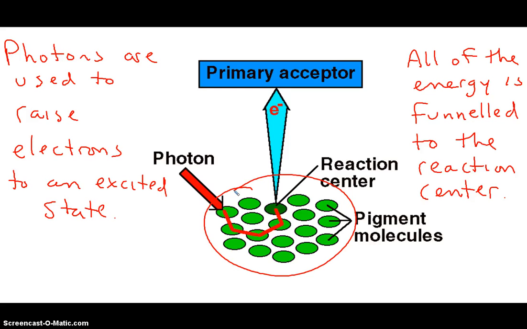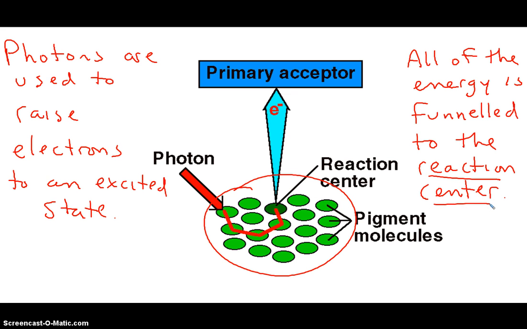So what will happen is a photon comes in and it hits a chlorophyll molecule. And it gives the energy to that chlorophyll. And it starts kind of vibrating, and all the energy gets channeled. So all of these chlorophyll molecules in this kind of antenna complex funnel all of their energy to one molecule, and that's called the reaction center.